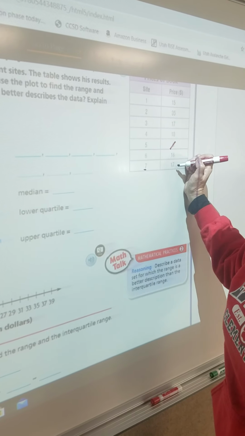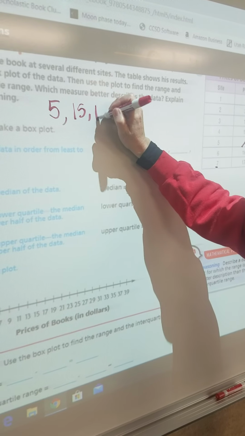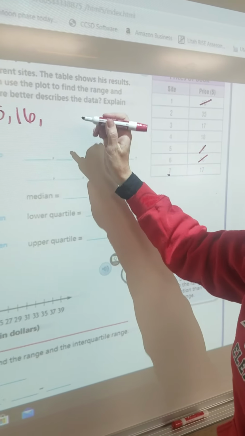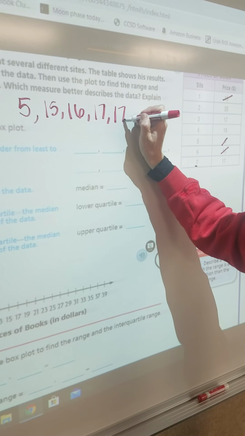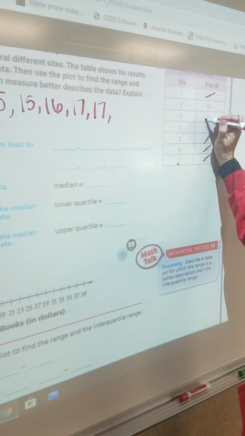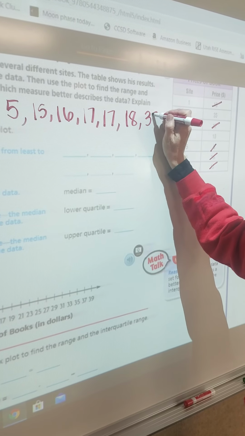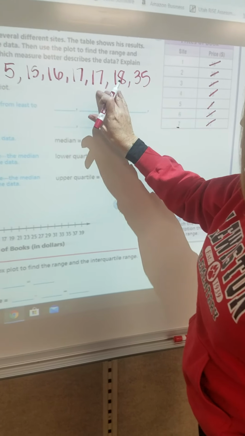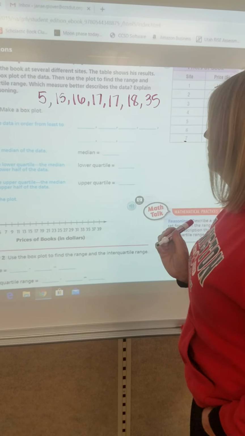And then I have 15, 16, 2 17s, an 18, and a 35. Right? Okay, 1, 2, 3, 4, 5, 6, 7. So there's my 7 data values.